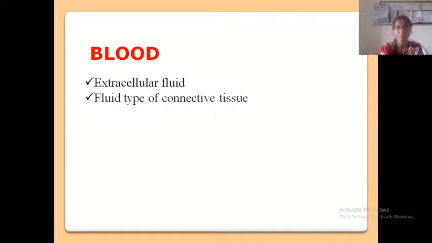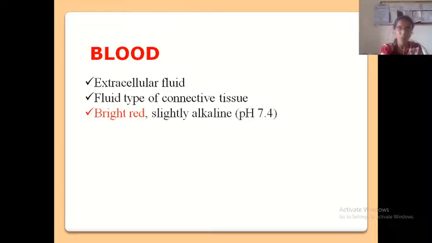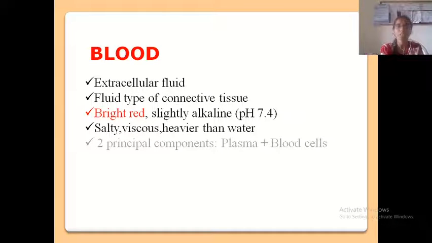What is blood? Blood is a fluid type of connective tissue, and it plays a very important role in transporting gases and nutrient materials to each and every corner of our body. It is bright red in color, and its pH is slightly alkaline, that is 7.4. It is salty in taste, viscous, and heavier than water.